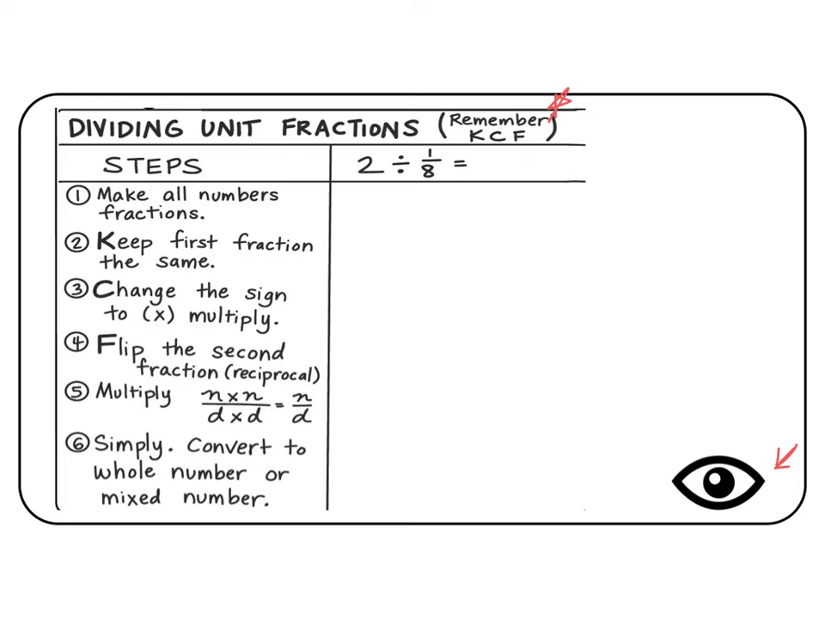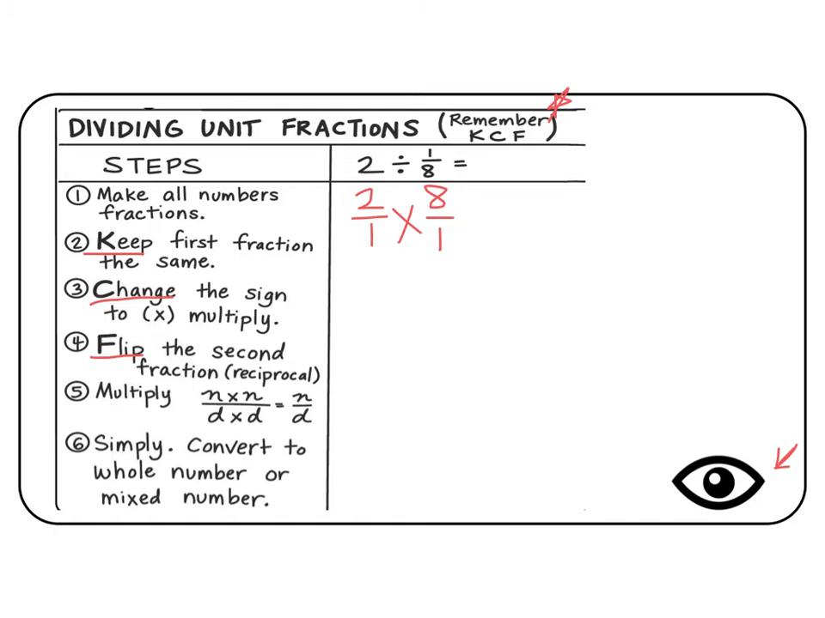Our first step is to make sure all of our numbers are fractions. That just means we're going to take the 2 and put it over 1. Then we're going to keep the first number. It's a fraction now. Keep it. Leave it alone. Then we're going to change the sign, and yes, you guys are ready for it, we're going to flip the next one. So if 1/8 flips upside down, that means the 8 is going to go to the top and the 1 is going to go to the bottom.